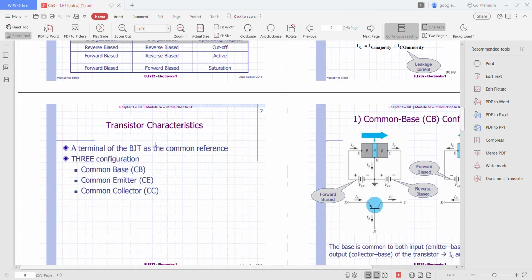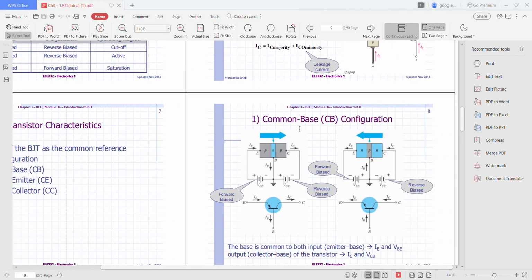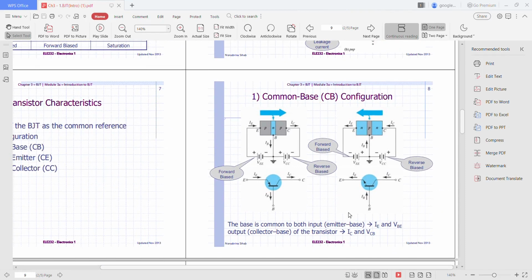So transistor characteristic: a terminal of the BJT as common reference. There are three types of configuration, as you can see here: common base CB, common emitter CE, and common collector. So now we look at the first configuration. The first one is the common base configuration. You can see from the figure here.